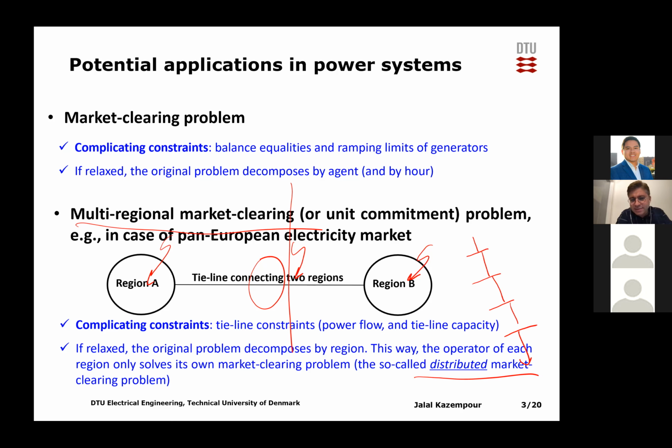You can think even more: for example, in a distribution system, we have a radial system. Also, you can decompose your problem by node. So it's a nodal decomposition if you relax the constraints representing the power flow between the nodes, right? So you will see that Lagrangian relaxation or Dantzig-Wolfe or any technique which is suitable for decomposable problems with complicating constraints can be used; there are broad applications.